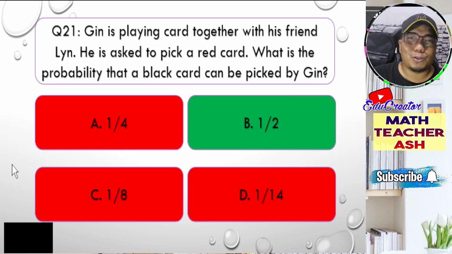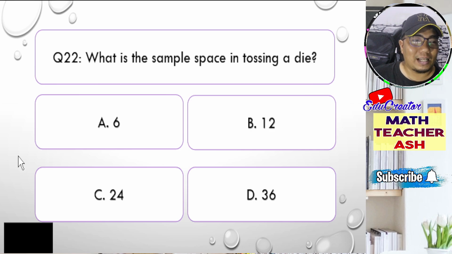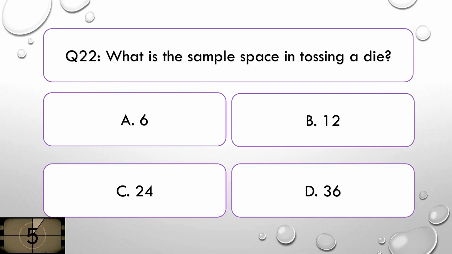Alright, so let us go to question number 22. What is the sample space in tossing a die? Is it A, 6, B, 12, C, 24, or D, 36? I'll give you 5 seconds to think about your answer.